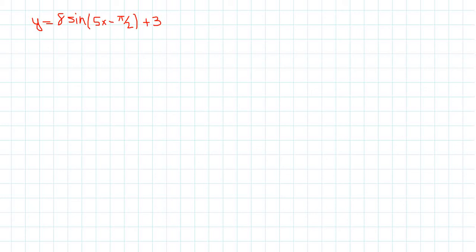Hello everybody, in this video we want to talk about the graph of y equal 8 sine(5x minus pi over 2) plus 3. In the previous video I spoke about how you can draw it with details. Now I want to tell you how you can draw it in a faster way. I have a shift on the x-axis, a shift on the y-axis, and this amplitude. By this I can draw the shape easily.